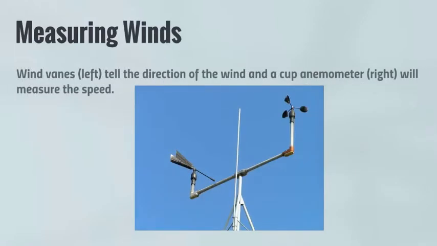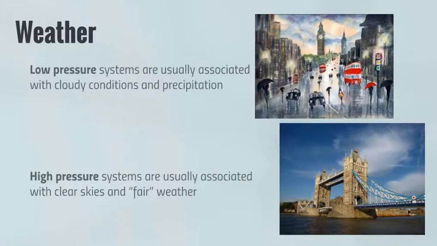So for measuring wind, we have 2 devices. We have a wind vane that's going to tell us the direction, and we also have a cup anemometer, and that's going to tell us the speed of the wind. Okay, this is important to us because weather, we deal with it every day. In low pressure systems, we tend to have more cloudy conditions and precipitation. In high pressure systems, we have clear skies and fair weather.